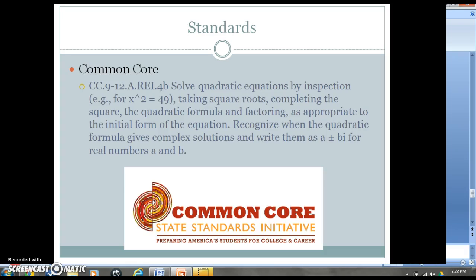Common Core State Standard REI 4B: solve quadratic equations by inspection, for example x squared is equal to 49. Taking square roots, completing the square, the quadratic formula, and factoring is appropriate to the initial form of the equation. Recognize when the quadratic formula gives complex solutions and write them as a plus bi for real numbers a and b. This will be addressed during this unit.